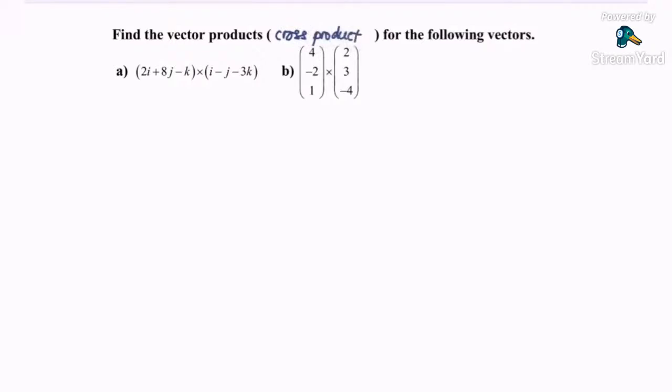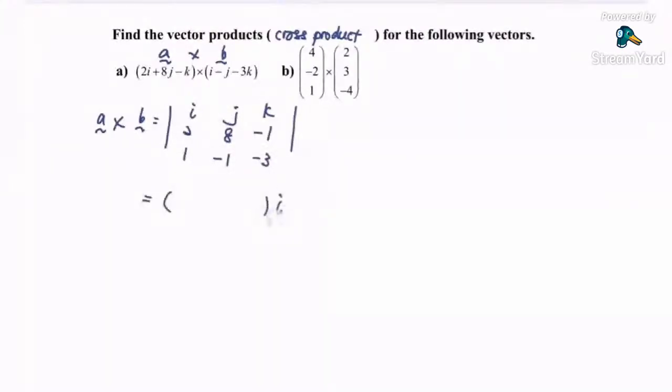For the following vectors, kindly focus on A, where we have vector A cross with vector B. So let's say we have vector A cross with vector B. I, J, and K. Kindly substitute 2, 8, and -1, followed by 1, -1, -3. Next, we have I minus J plus K. First, in order to find the I, we have to close up the I. So meaning that, focus on this part.